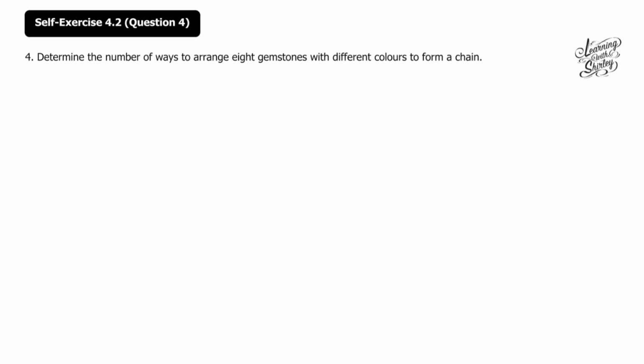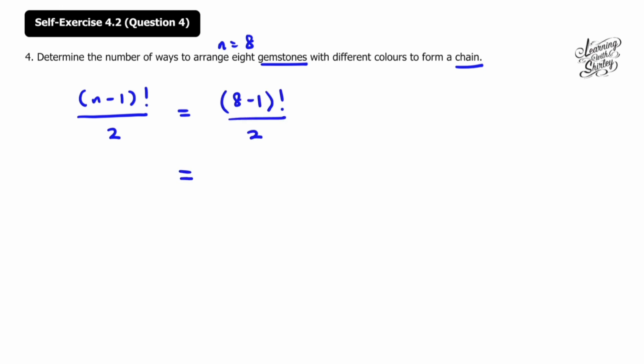Let's look at question number 4. Determine the number of ways to arrange 8 gemstones with different colors to form a chain. So the keywords here are gemstones and chain. So gemstones are considered as non-identical objects. So therefore, we're going to use the formula (n minus 1) factorial over 2. Okay, and then we're going to substitute n equals 8 into the formula. So it equals (8 minus 1) factorial over 2, which equals 7 factorial over 2, and that equals 2,520 ways. And this is the answer.